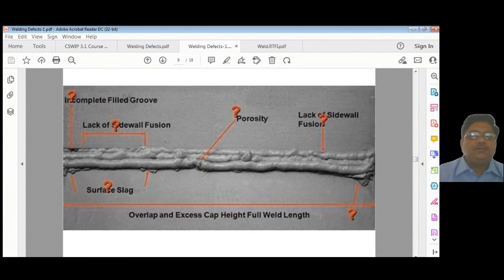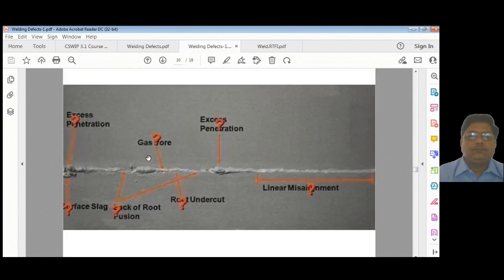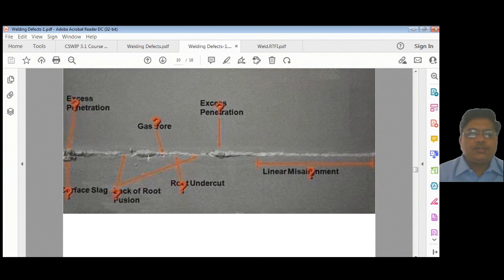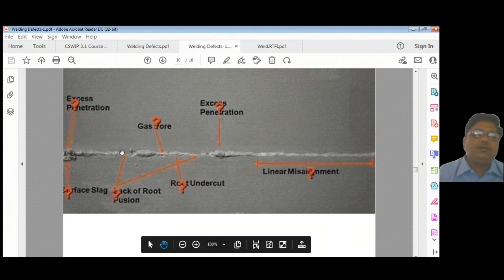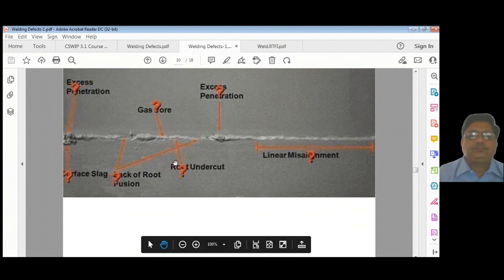You can see this is not fused also. So this part of the bevel is exposed. Some capping undercut also you can observe here. So this is a root side. You have excess penetration here, gas pore, okay, it's very small. If it is like this very small pinhole type, you can put it as gas porosity. Excess penetration here, linear misalignment, root undercut, lack of sidewall fusion, root fusion.